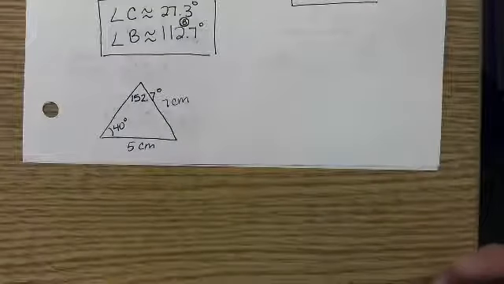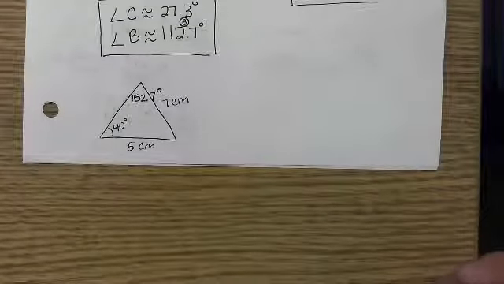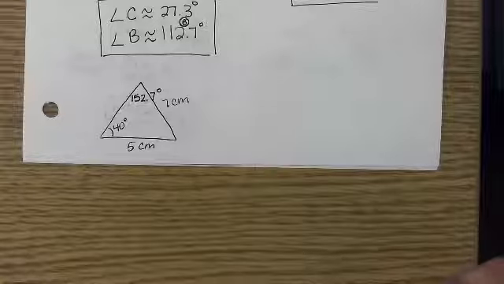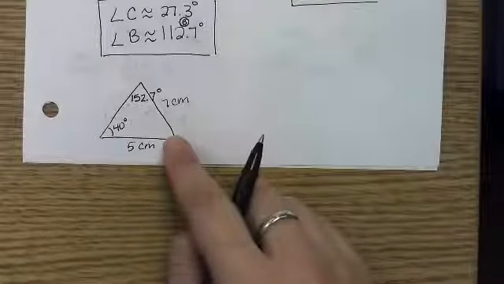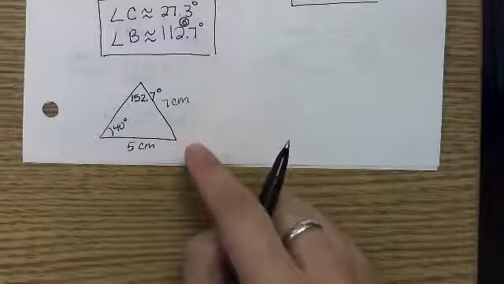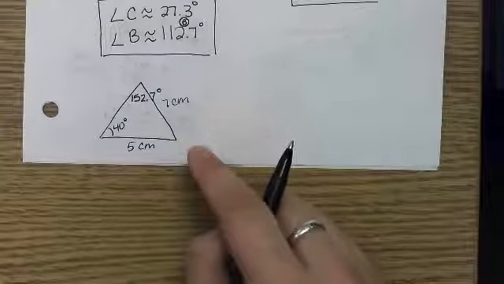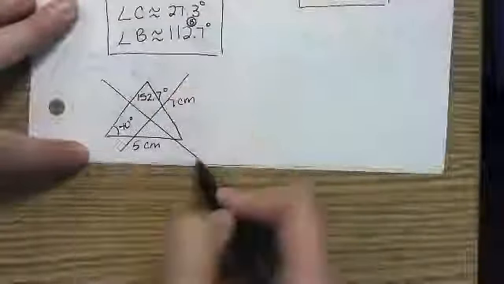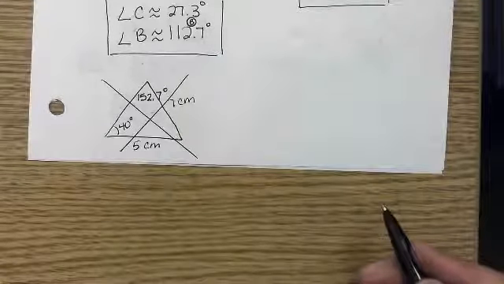What is wrong with that? It's over 180. That's a problem. So if you solved for your angle B now, your angle B would be a negative angle, and that's weird. No. So this is not a triangle.